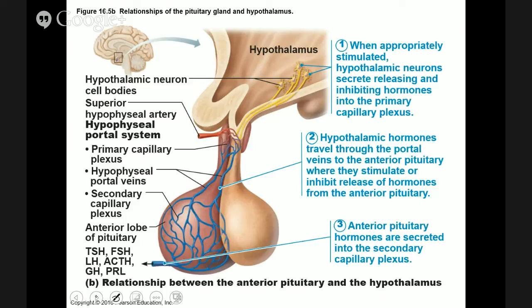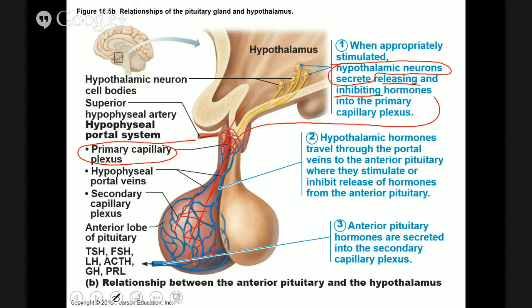Now we have the anterior pituitary gland, which is called the adenohypophysis. The adenohypophysis is glandular in origin, so the anterior pituitary is able to make its own hormones. It's a little different from what we saw in the posterior pituitary, in that the neurons in the hypothalamus release either a releasing or an inhibiting hormone. This is a command signal that gets dumped into the primary capillary plexus, which carries those hormones down here, and then it tells the anterior pituitary to produce something in response.